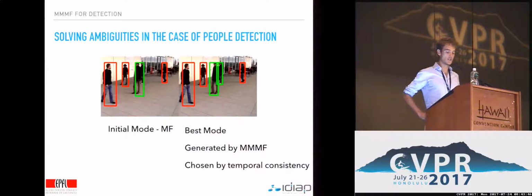Likewise, in the case of multi-camera people detection, our algorithm produces multiple possible probabilistic occupancy maps, each one corresponding to a single mode. This is shown to achieve better tracking results.